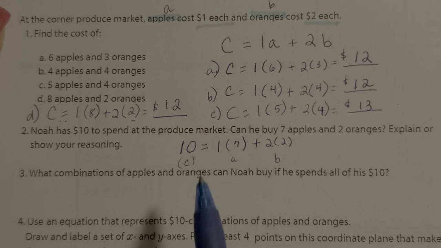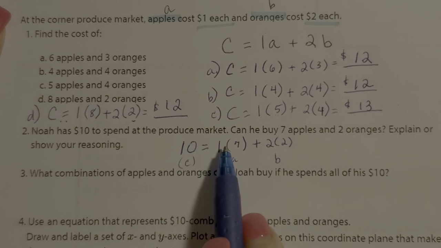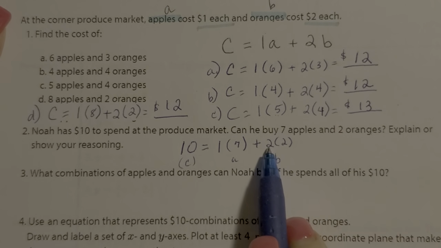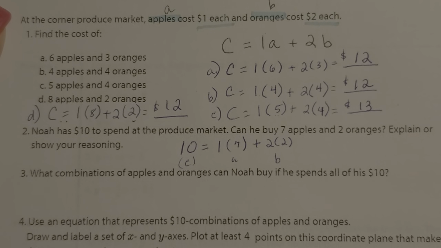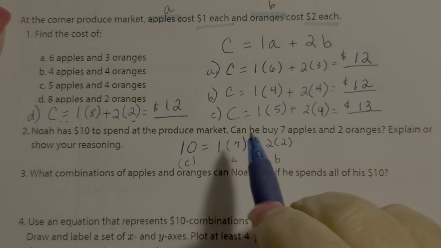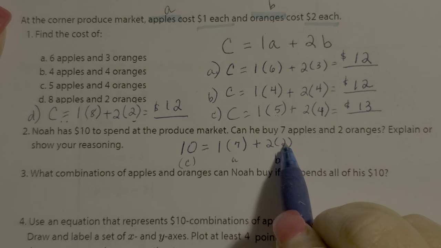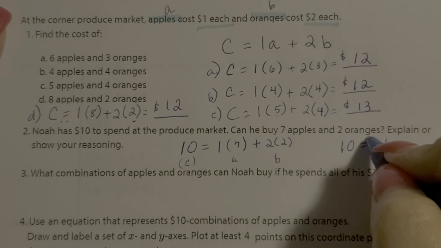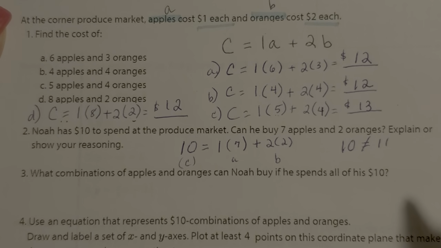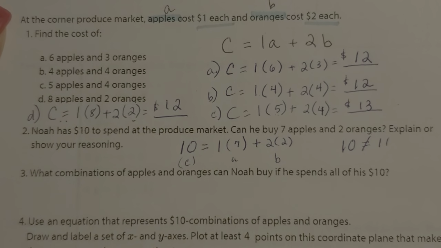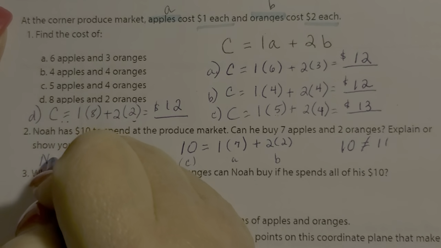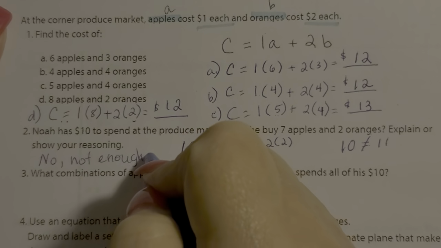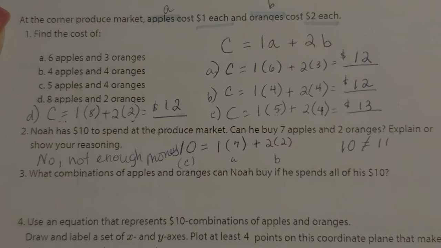If we substitute the $10 he has to spend and the 7 apples that are $1 each plus the 2 oranges that are $2 each, we see if this is possible. Well, 1 times 7 is 7. 2 times 2 is 4. 7 and 4 is 11. $10, $11. Those are not equal. So is it possible for Noah to buy the oranges and apples? No, because he doesn't have enough money. He would need $11.